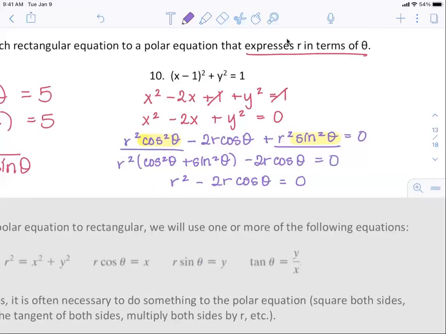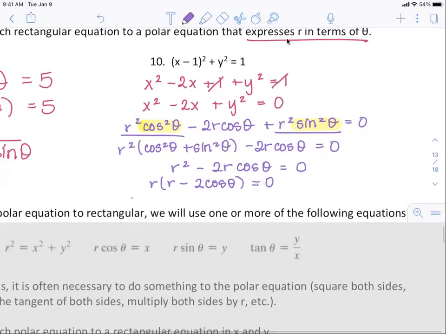Now, it's a little unclear where to go from here, but remember, our goal is to solve for r. So let's factor and see where that is going to take us. I can factor out an r, and that gives me r minus 2 cosine theta equals 0, which means that either, based on the zero product property, r is equal to 0 or r is equal to 2 cosine theta.